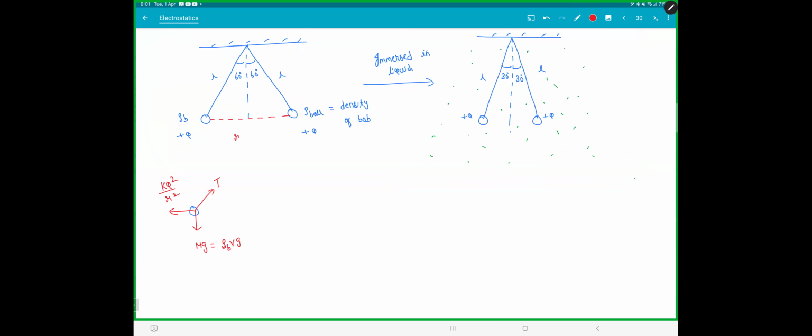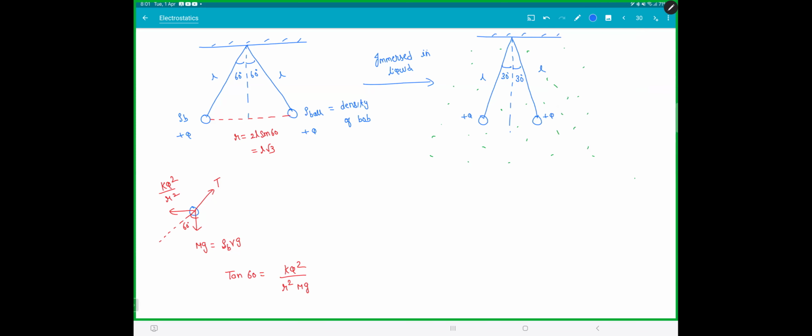This distance will be r, which is 2L sin 60, which is L√3. And this angle is given as 60 degrees. So from here we get tan 60 will be the opposite side, which is kq² by r², over mg. Agreed, everyone? Tan theta will be opposite by adjacent.